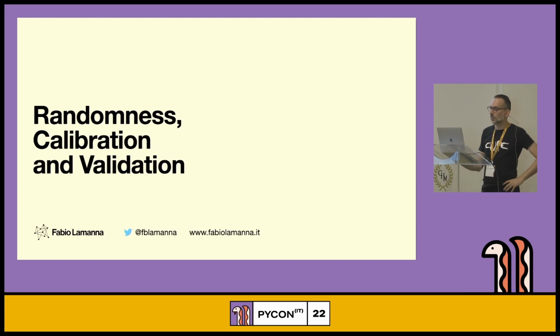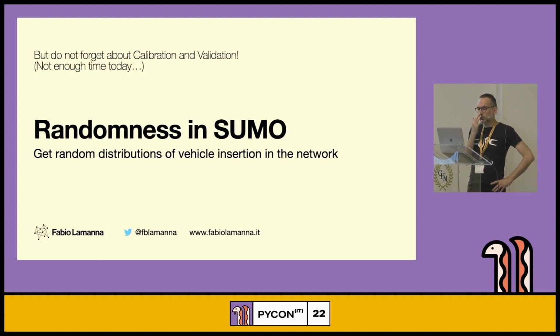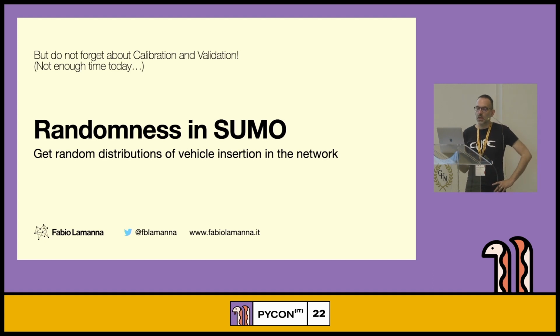I wanted to introduce 3 basic concepts that are fundamental in transportation engineering and when modeling transportation networks. These are randomness, calibration and validation. Actually, today we are not going to talk about calibration and validation because we don't have enough time. But I would like to show how to handle randomness in SUMO, because SUMO is a stochastic platform.